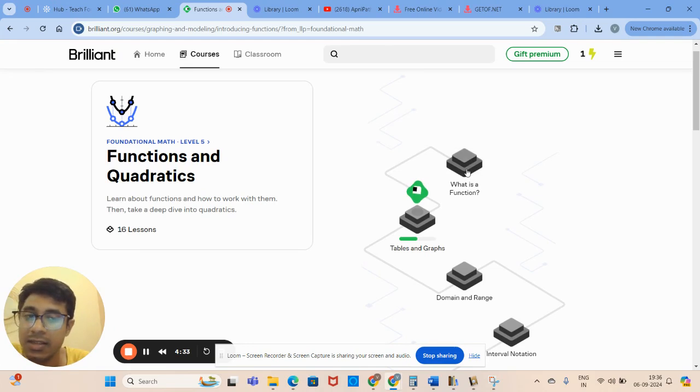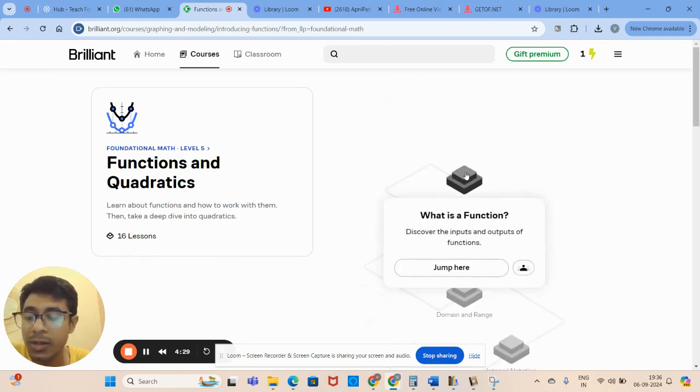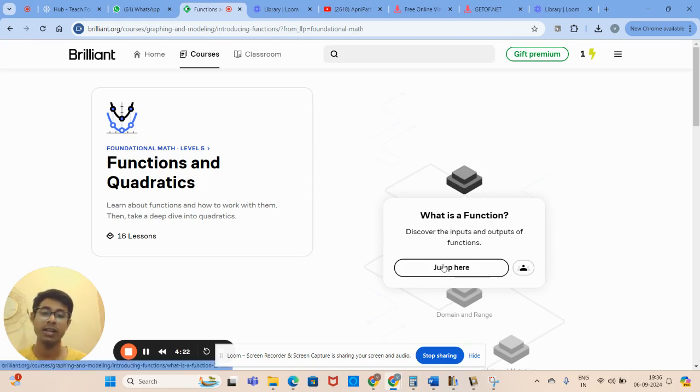The first lesson on this course is what is a function. So we'll be introducing functions today, and we'll discover the inputs and outputs of a function and how they are related.